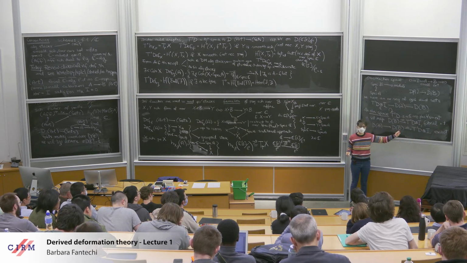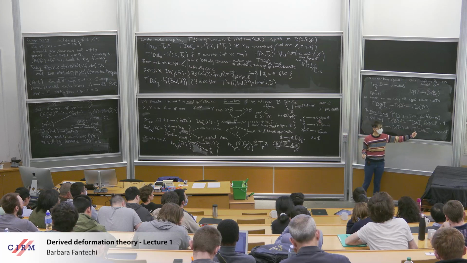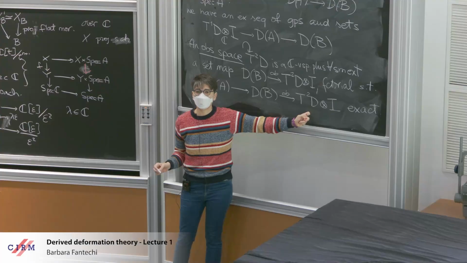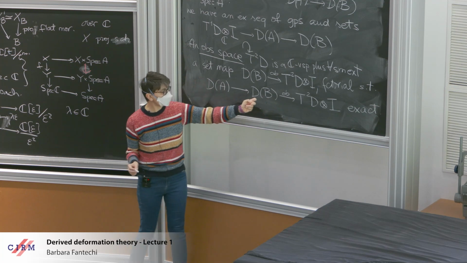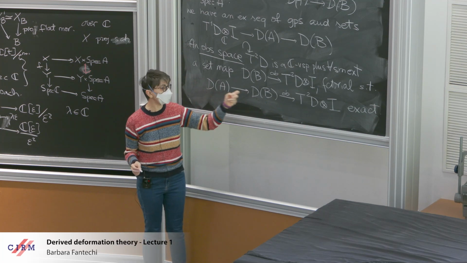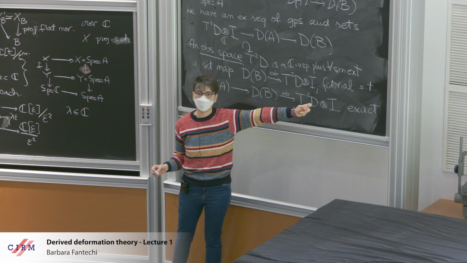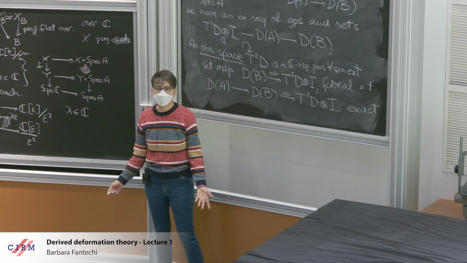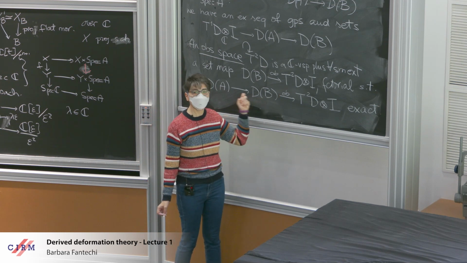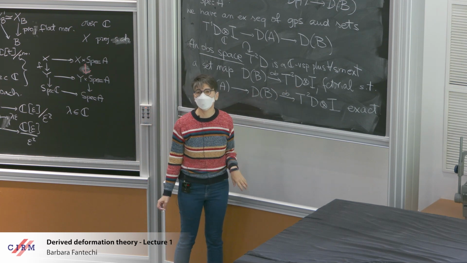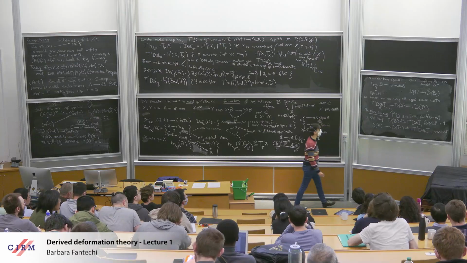You have a family over B, and to it you associate an element of this vector space. And it says that it comes from here if and only if the image is 0. This is really how short exact sequences work. You take an element here, and to see if it's in the image, you check whether it goes to 0.